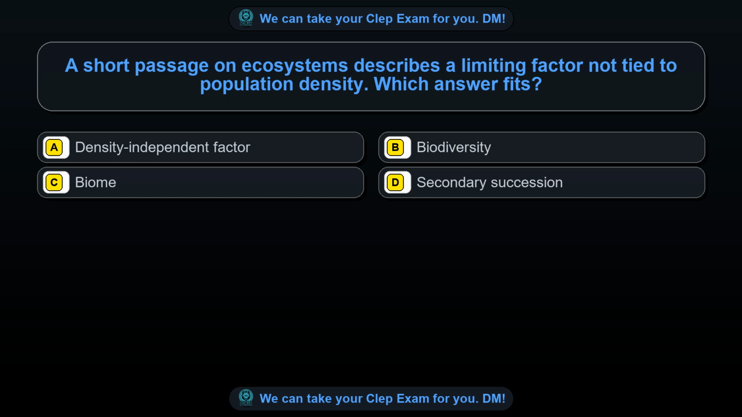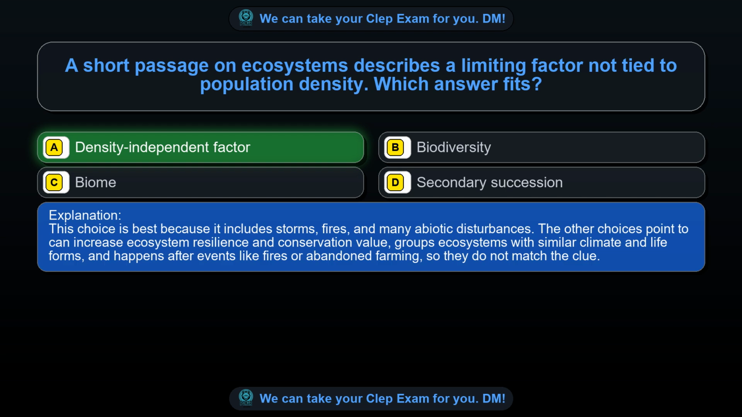Option A, density-independent factor. Option B, biodiversity. Option C, biome. Option D, secondary succession. The correct answer is option A, density-independent factor. This choice is best because it includes storms, fires, and many abiotic disturbances. The other choices point to can increase ecosystem resilience and conservation value, groups ecosystems with similar climate and life forms, and happens after events like fires or abandoned farming, so they do not match the clue.